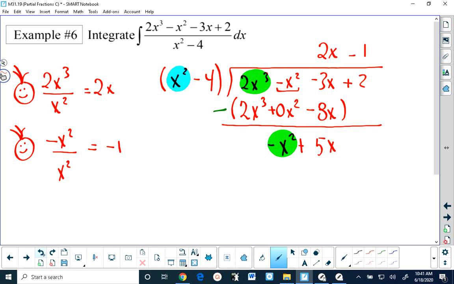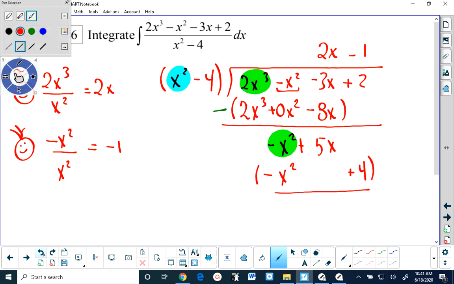And now I'm going to multiply negative 1 by the x squared minus 4. Negative 1 times x squared is negative x squared. Negative 1 times 4 is positive 4. I have to write it in the constants column because 4 is a constant. And then I have to subtract. And remember, when you subtract, you're subtracting the entire result of the multiplication.